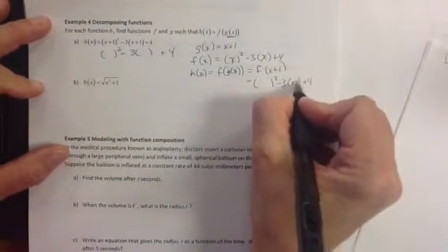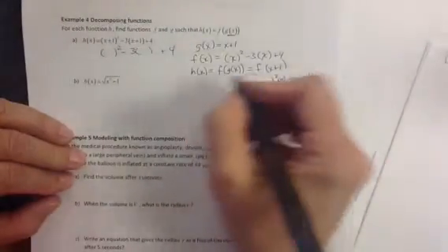And I'm going to put plus 1, x plus 1. And that's exactly what I've got. So this is now my composition.